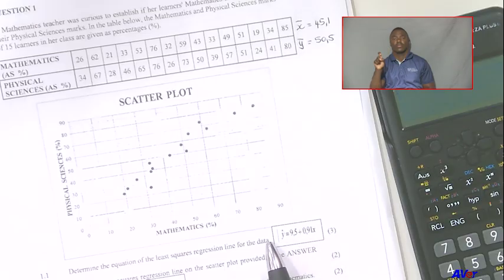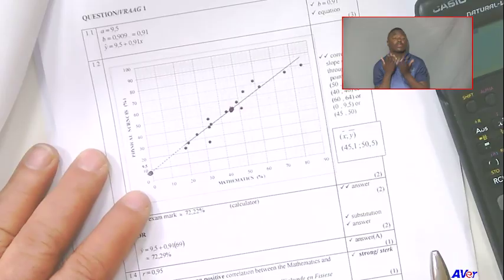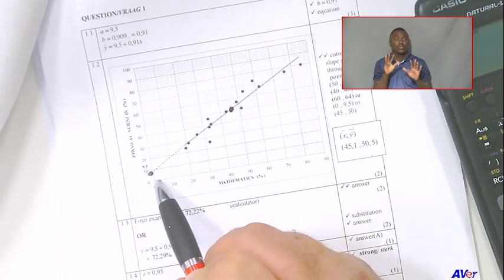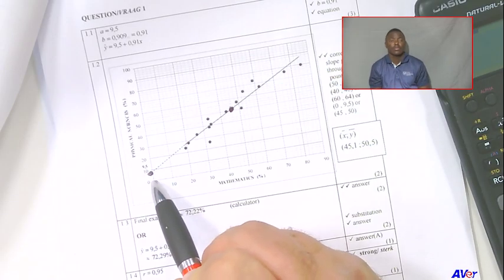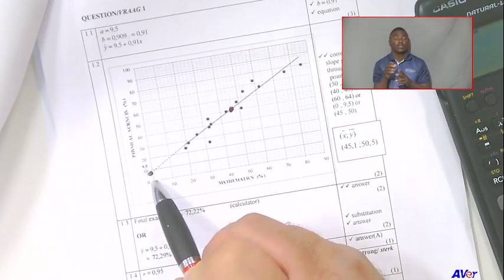Now people, look here. Here you can say y is equal to 9,5 plus 0,91x. You see, that is a straight line equation. y equals mx plus c. So your c value is 9,5, which means your y-intercept is 9,5, correct? So if you have to sketch this regression line, you will see 9,5. I make that big dot there. That is your y-intercept.